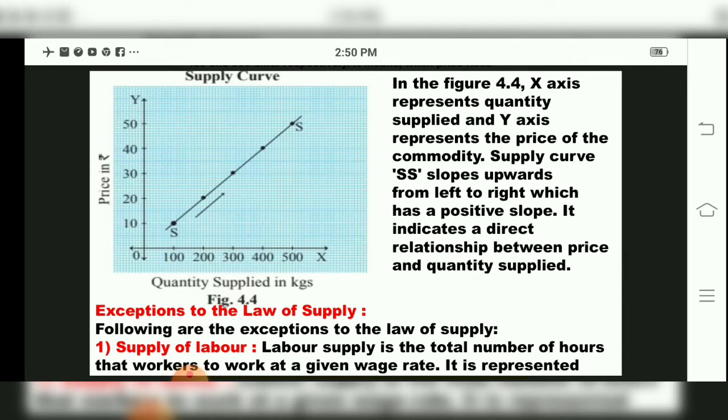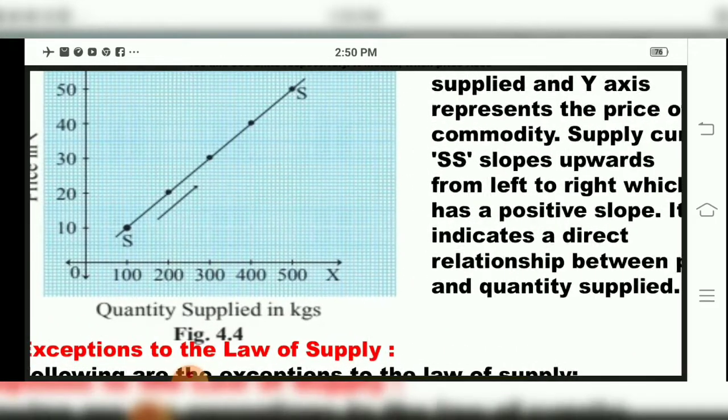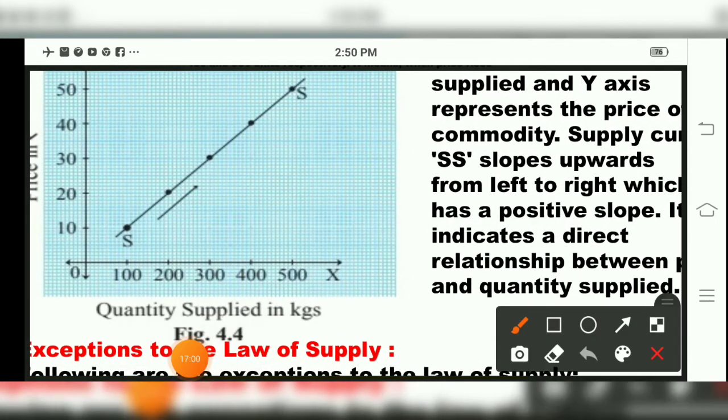So this figure shows, according to the table we have plotted points, children. Again, see what was there in the table.